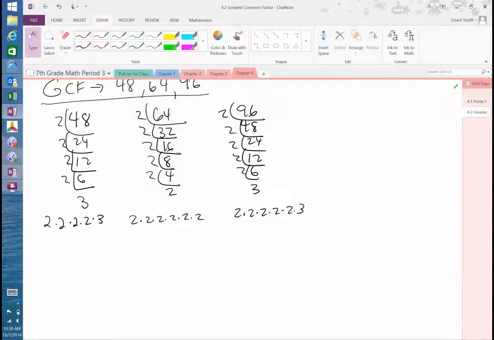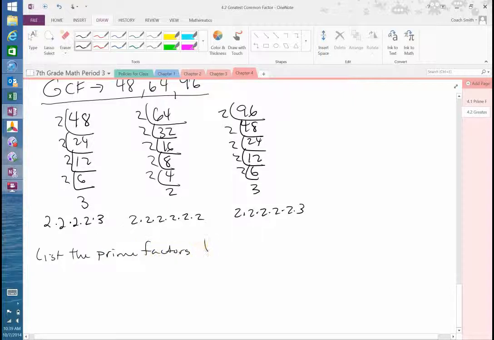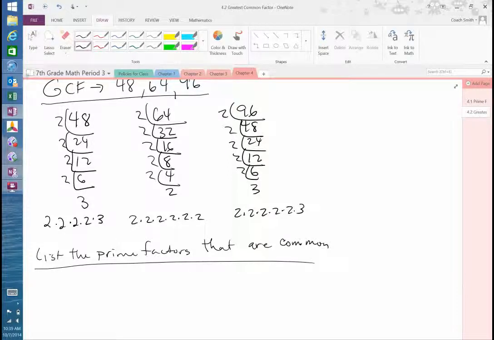Okay. Now, list the prime factors that are common. Okay, so which ones are common with each prime factorization? Drew? What? 2. And? Anything else? No. There's no other prime factor, so we don't list anything else. 3 is used in 2 of them, but it's not used in the third one.